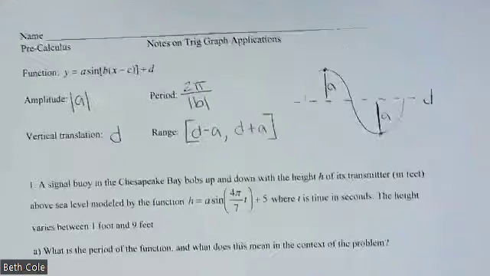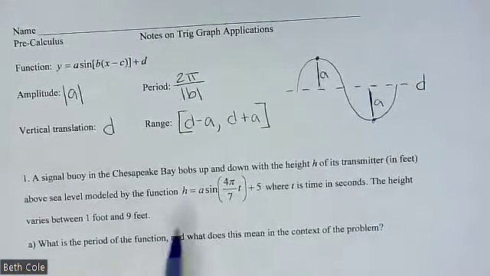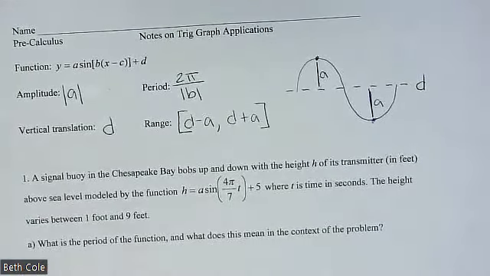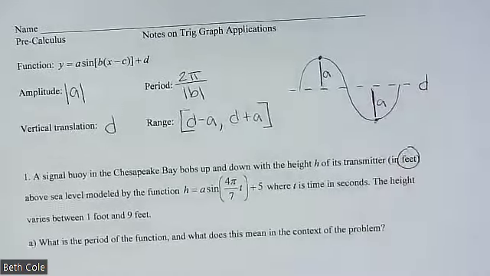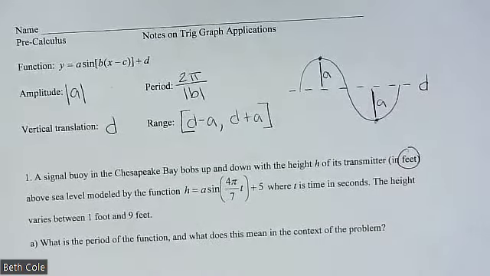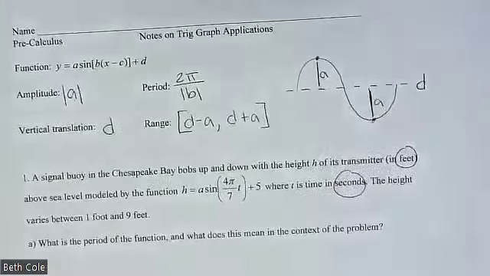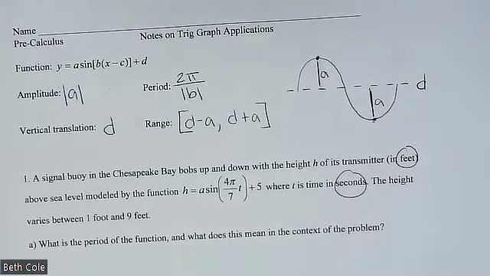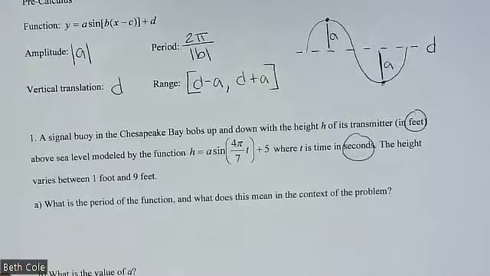All right, so here we go. A signal buoy in the Chesapeake Bay bobs up and down with the height of its transmitter in feet above sea level, modeled by this function. Time is in seconds. You guys understand what a buoy is and how a wave works? Use your imagination. You've all been to the ocean, right? Waves. Okay, making sure. The height is going to vary between 1 foot and 9 feet. So 1 foot is the low, the minimum. 9 feet is the maximum. What is the period of the function and what does it mean?